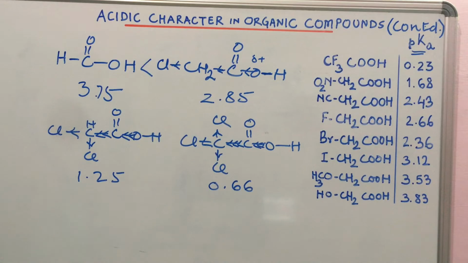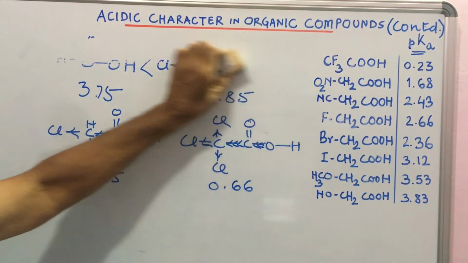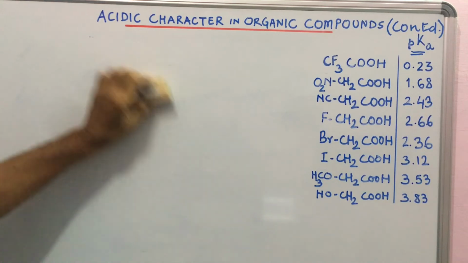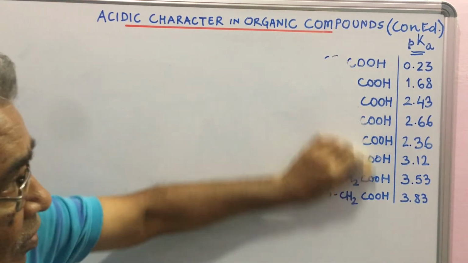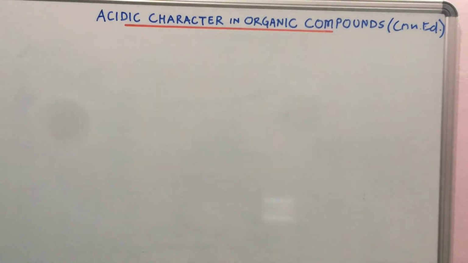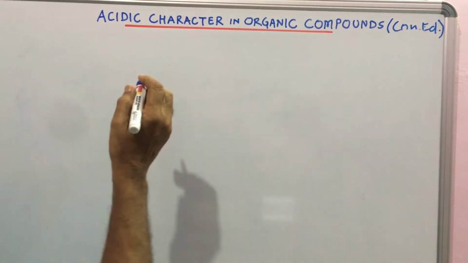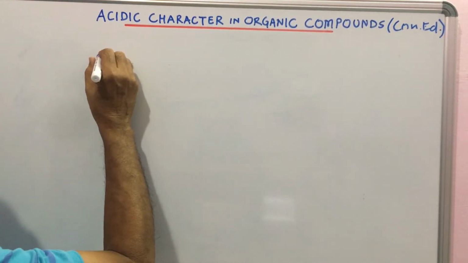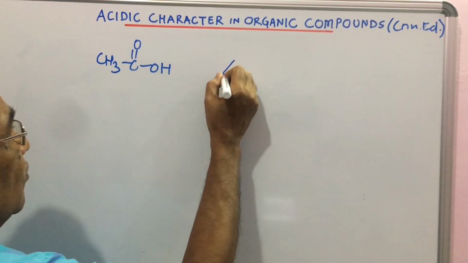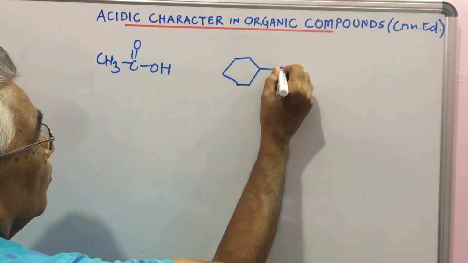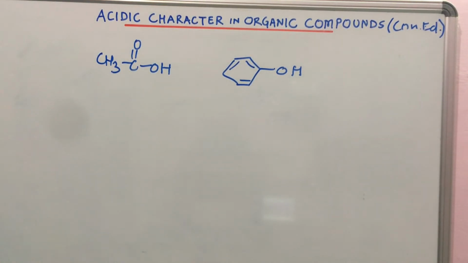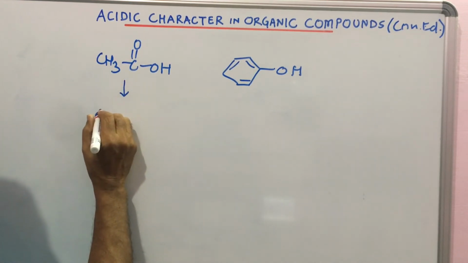Now, the second point, stabilization business. How does that help make compound acidic weaker or stronger? We want to see whether this is strong acid or phenol. We will see first their conjugate bases.